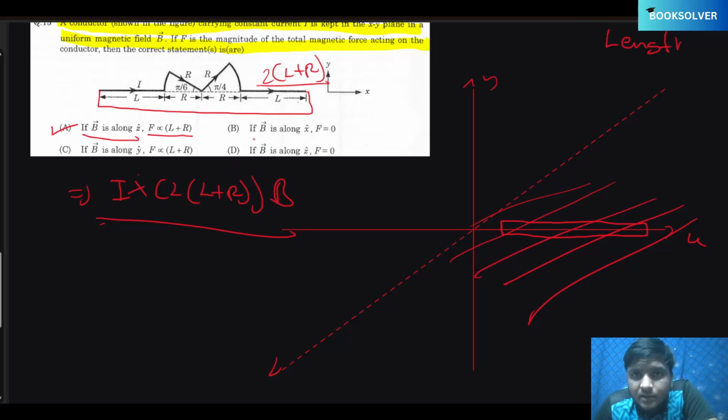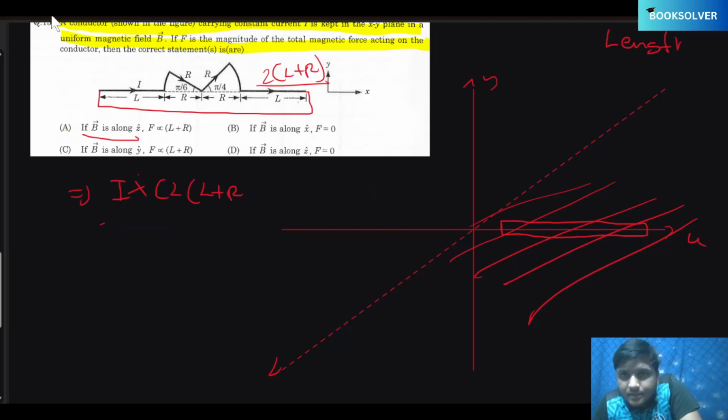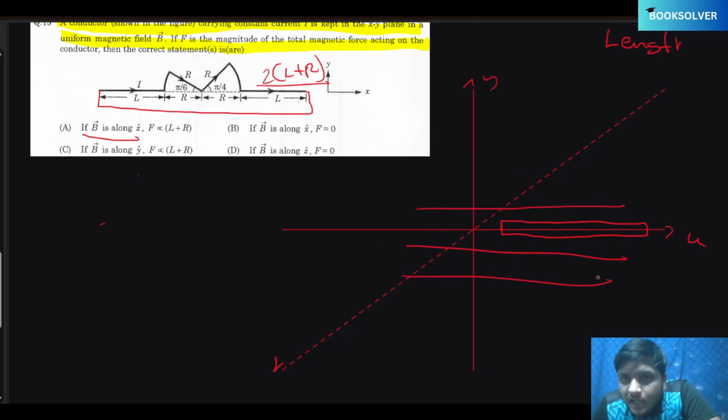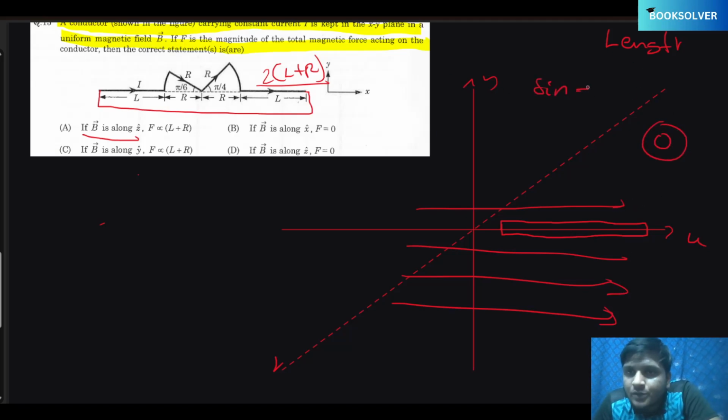Now, if we say B is along the x-axis, let me erase all the previous things. If they are saying that B is along the x-axis, so it is acting here. What is the angle formed between the rod and the magnetic field here? It will be nothing but 0 degrees. And we know that sine 0 is equal to 0, which means there will be no force acting and the force will become equal to 0, which means that our option B is also correct here.